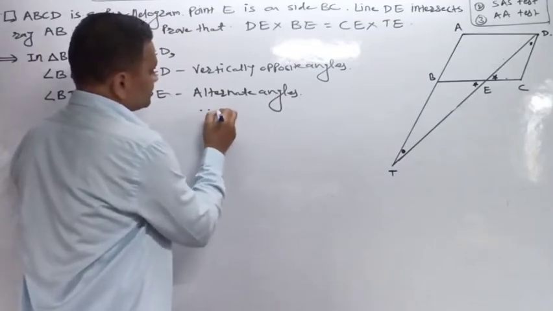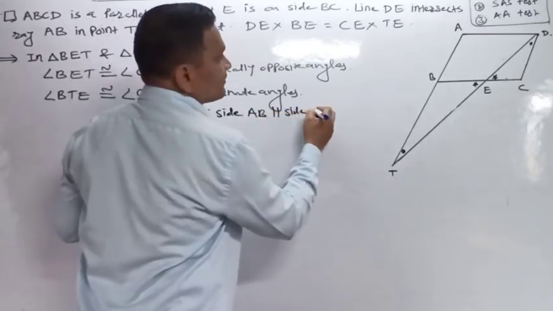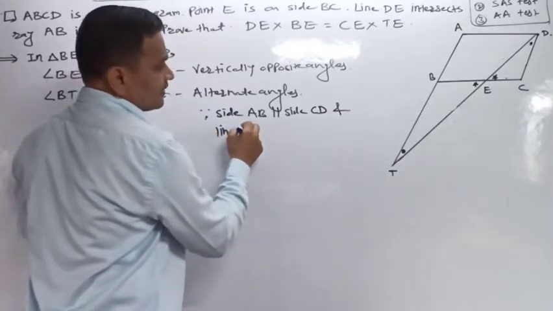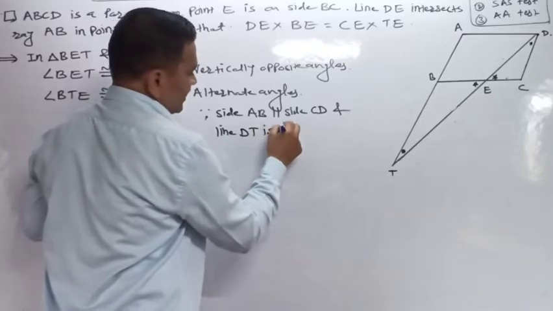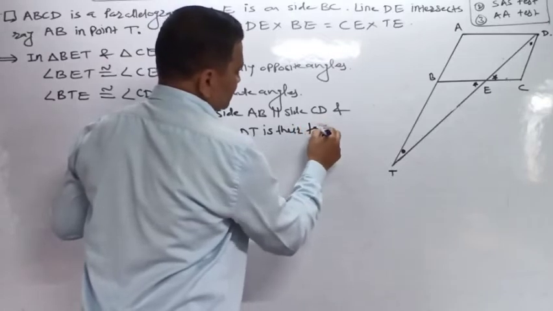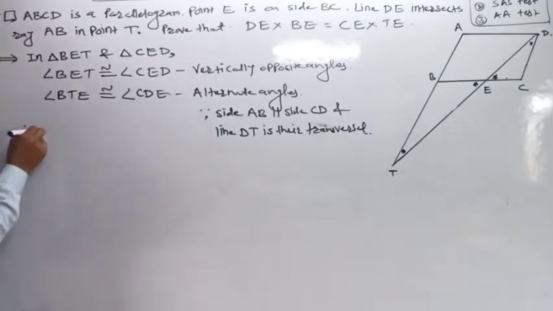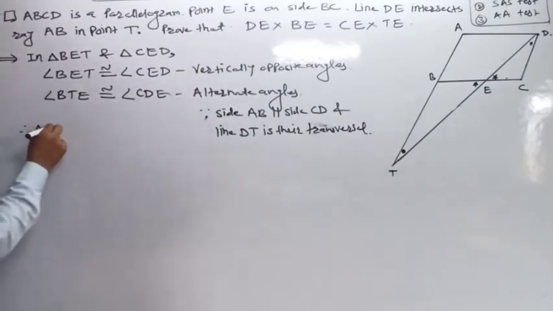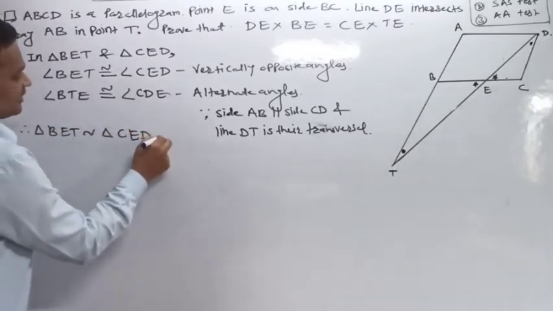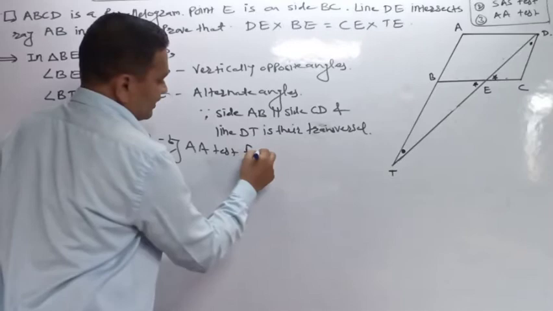Side EB is parallel to side CD and line DT is their transversal. Right. Therefore, we can write triangle BET is similar to triangle CED by the double A test for similarity.